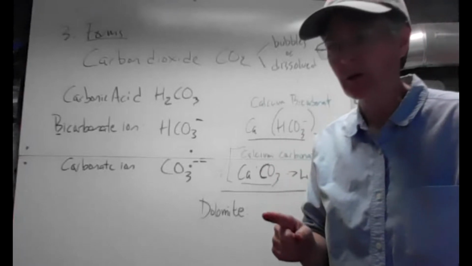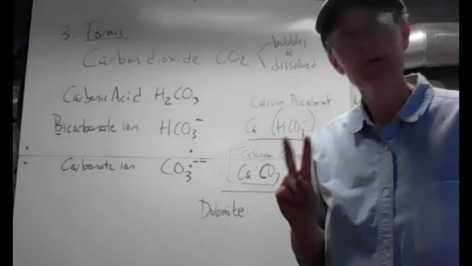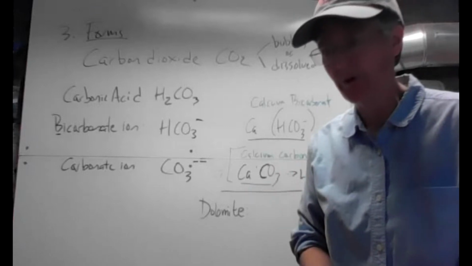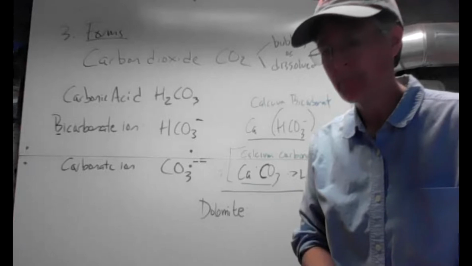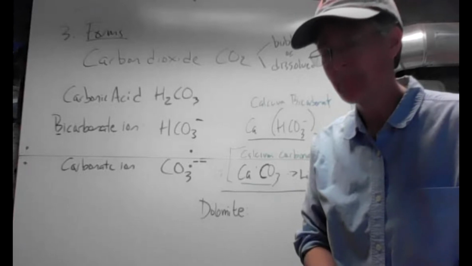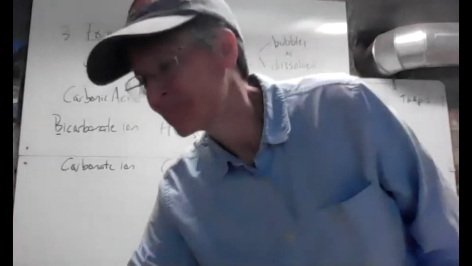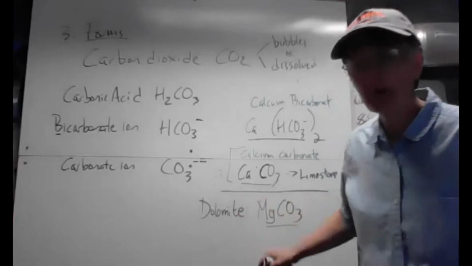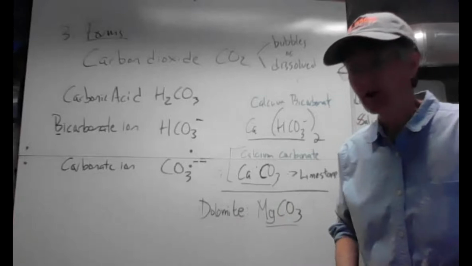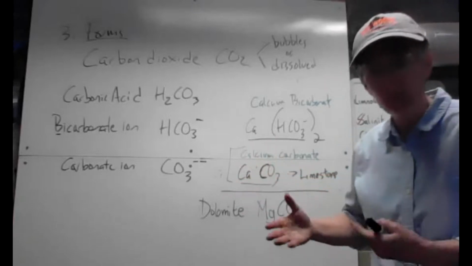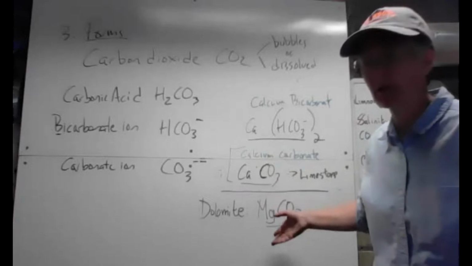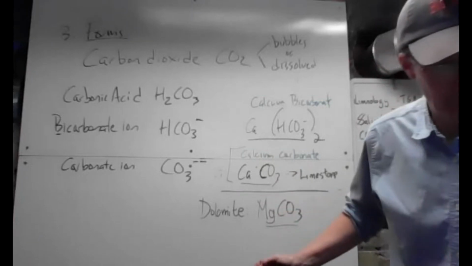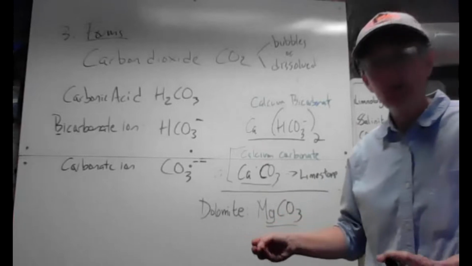What is the second most common? Calcium's the most common cation in freshwater. What's the second most common cation in freshwater? Was it magnesium? It's magnesium. That's right. Dolomite is magnesium carbonate. Calcium and magnesium are very similar to each other. And in fact, if you precipitate marl, it's going to be a combination of calcium carbonate and magnesium carbonate. But magnesium carbonate by itself is called dolomite.